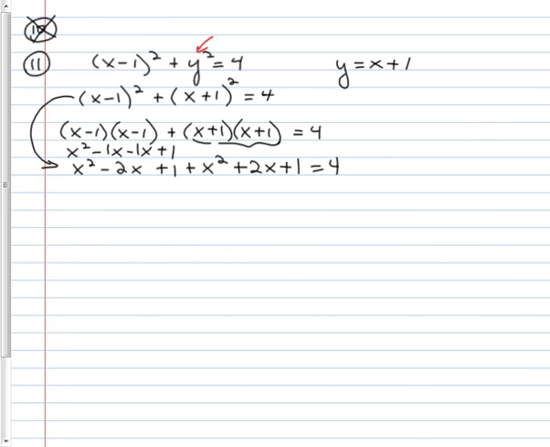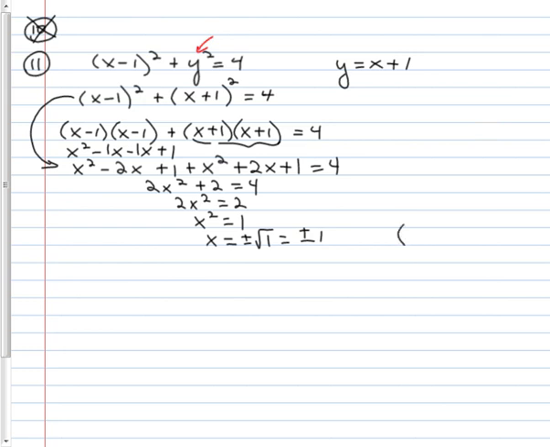Well, x squared plus x squared is called 2x squared. Negative 2x plus 2x, they cross out. 1 plus 1 is 2, equals 4. So I'm going to subtract my 2. 2x squared equals 2. I'm going to divide by 2. x squared equals 1. What do I do to get x? Square root. Put something in front of that square root. Plus or minus. Plus or minus the square root of 1, which is plus or minus 1. There are two x values. They can be a positive 1 or a negative 1.